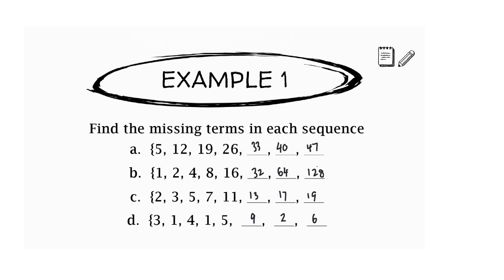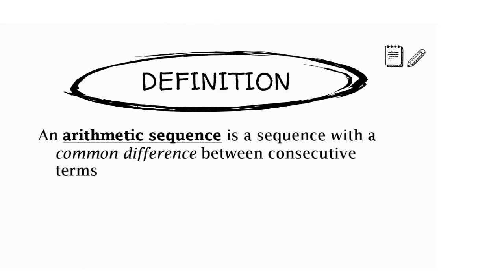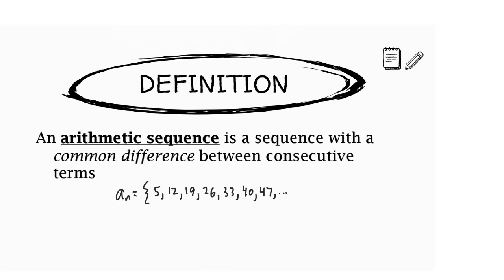Let's look at another definition. We say that a sequence is arithmetic if it has a common difference between consecutive terms. So the sequence in letter A was indeed an arithmetic sequence. And you can see this by picking any pair of consecutive terms, say 19 and 26. If we subtract 19 from 26, we get 7. This will be true for any pair of terms that we pick in the arithmetic sequence.